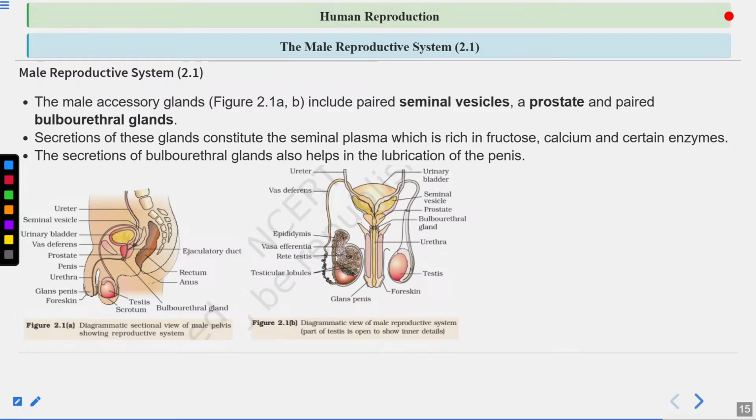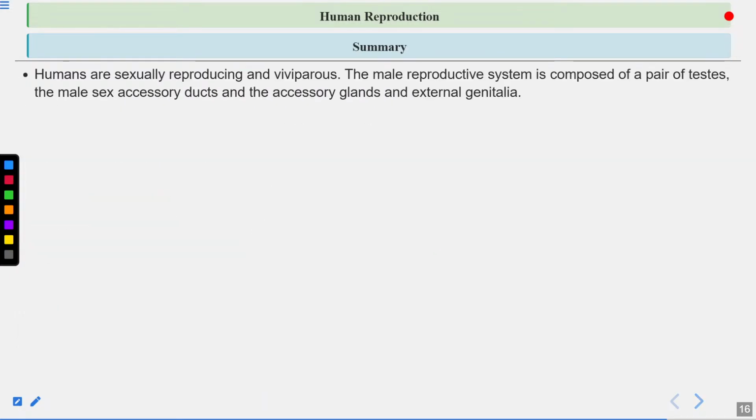Okay, we have already discussed this diagram. Now, let's summarize this entire lecture. We talked about the male reproductive system here. Humans are sexually reproducing and they are viviparous. Sexually reproducing means biparental condition is seen. Two parents are involved, one is male, another one is female.